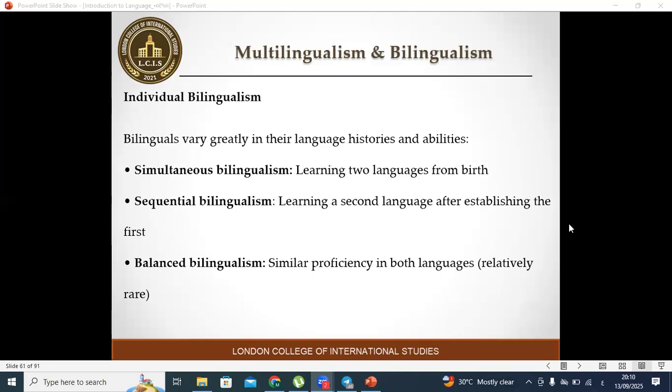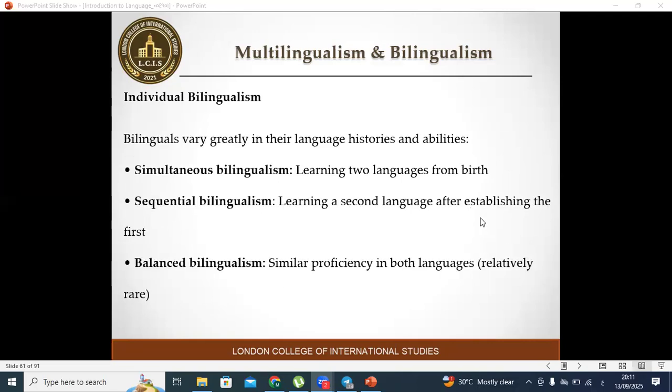Individual bilingualism. Bilinguals vary greatly in their language histories and abilities. Simultaneous bilingualism, learning two languages from birth. Just like if your father is Italian and your mother is German, you acquire two languages from them, of course, from birth. Sequential bilingualism, learning a second language after establishing the first. Just like as we came from Arabic countries, we mastered Arabic and then we learned French or English as a second language.